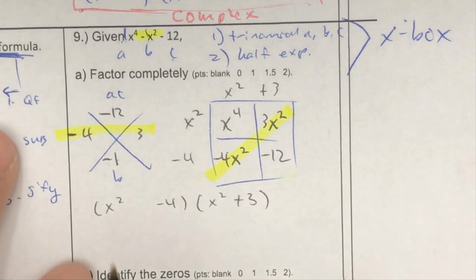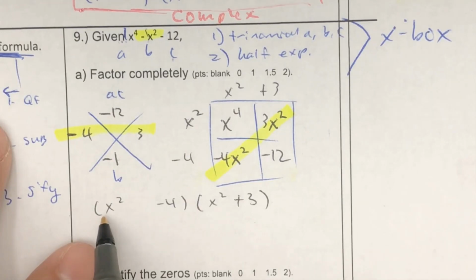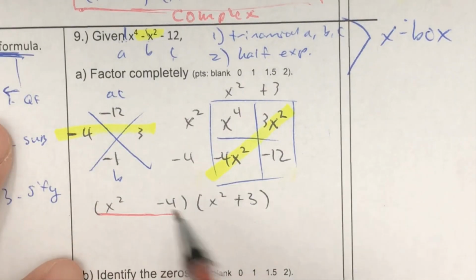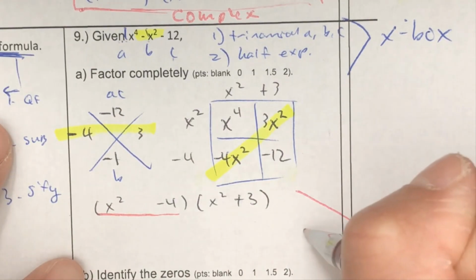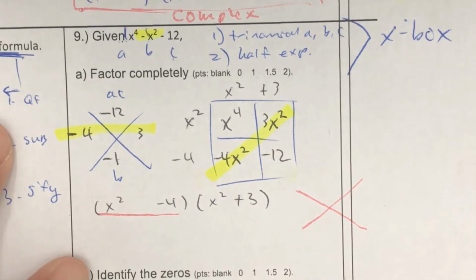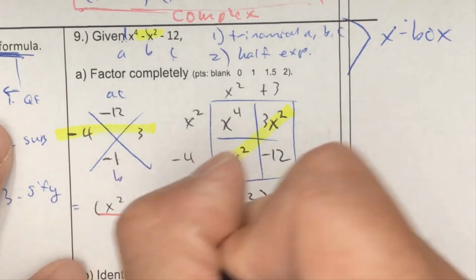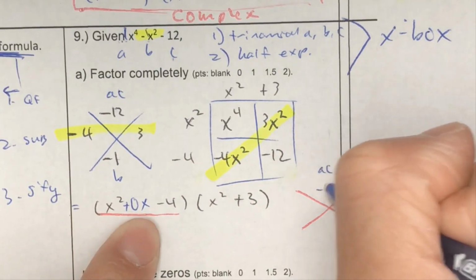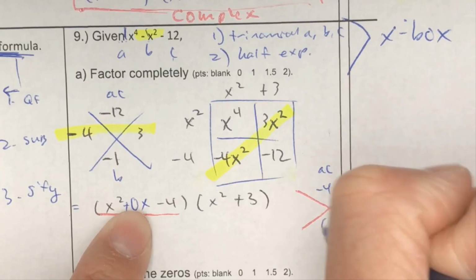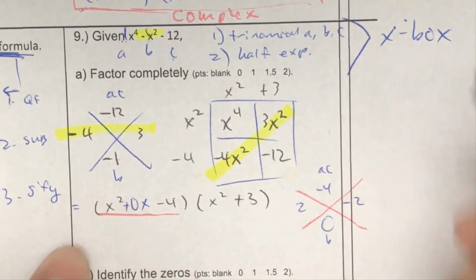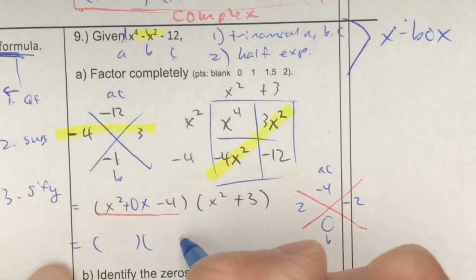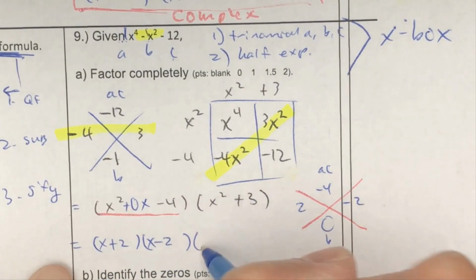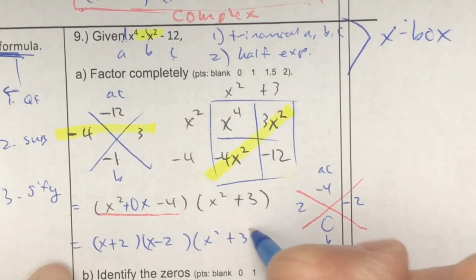But here, if you would recognize, you have to factor that one again. And that's why I drew a kind of a big space right there. If you had put a 0x here, you would have gone A times C is negative 4, your B value is 0, and your two numbers are 2 and negative 2. So to factor the red, it would be x plus 2, x minus 2. And then this one would just be x squared plus 3.